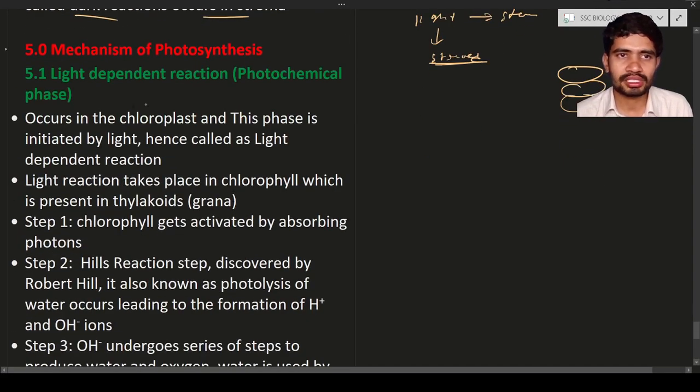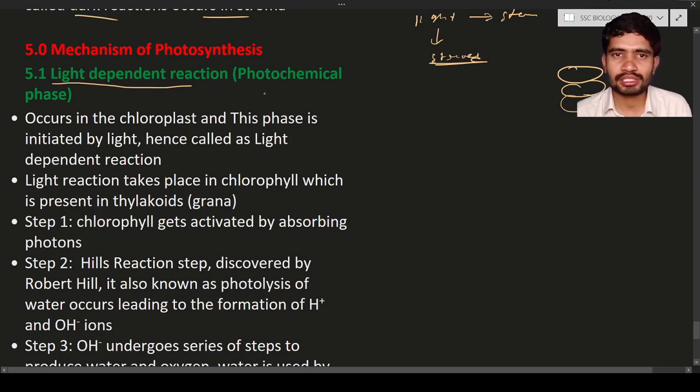Mechanism of photosynthesis. There are two subunits in this topic: light dependent reactions and light independent reactions. These two are the main topics of the mechanism of photosynthesis.